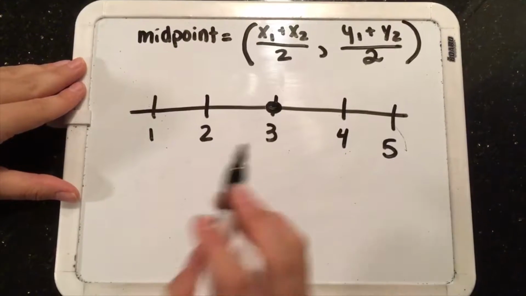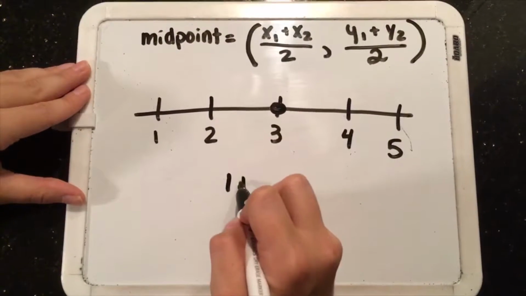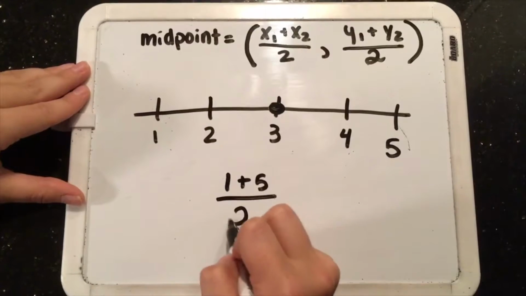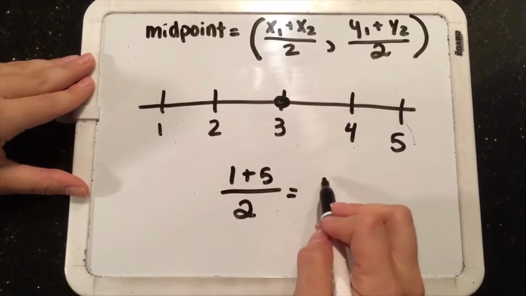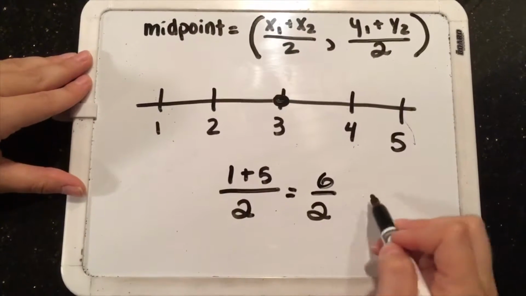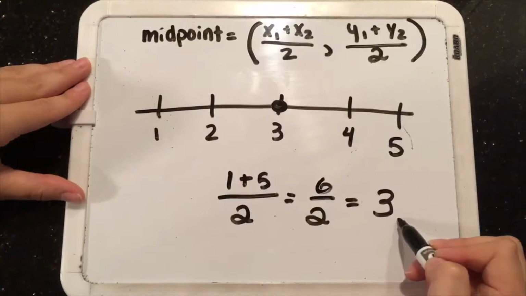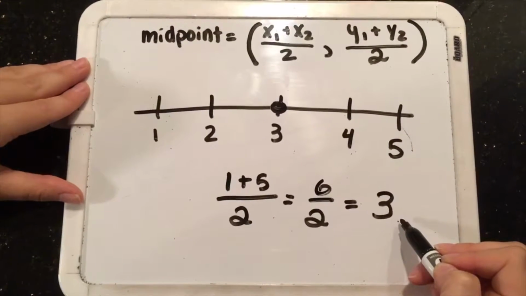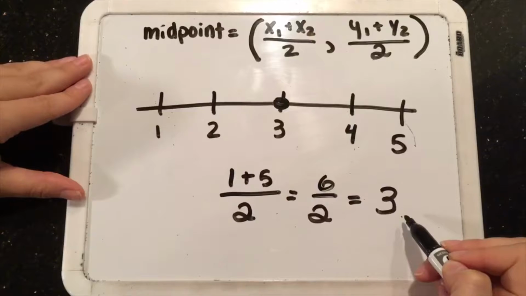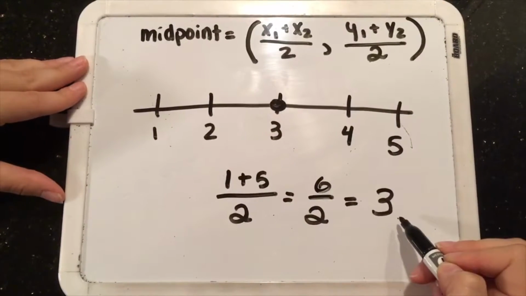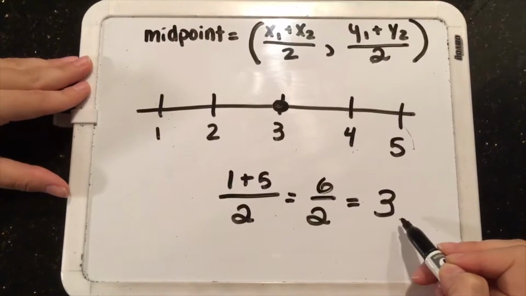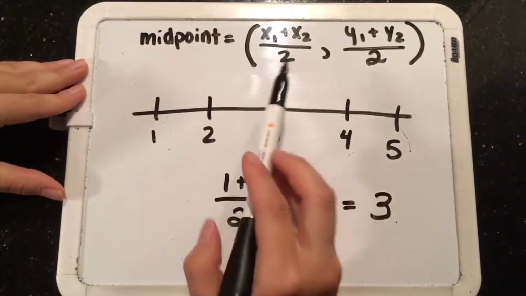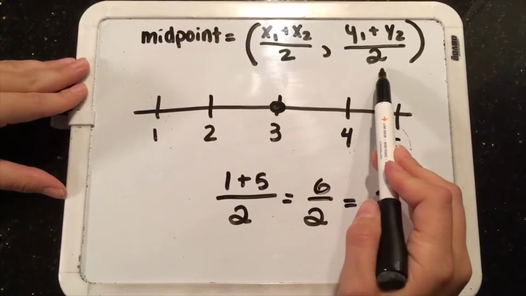But if we take the average between 1 and 5, 1 plus 5 divided by 2, that gives us 6 over 2, which equals 3. And that's our midpoint. So we're going to use the same type of calculation to find the midpoint between two coordinates by just taking the average of the x's and the average of the y's.